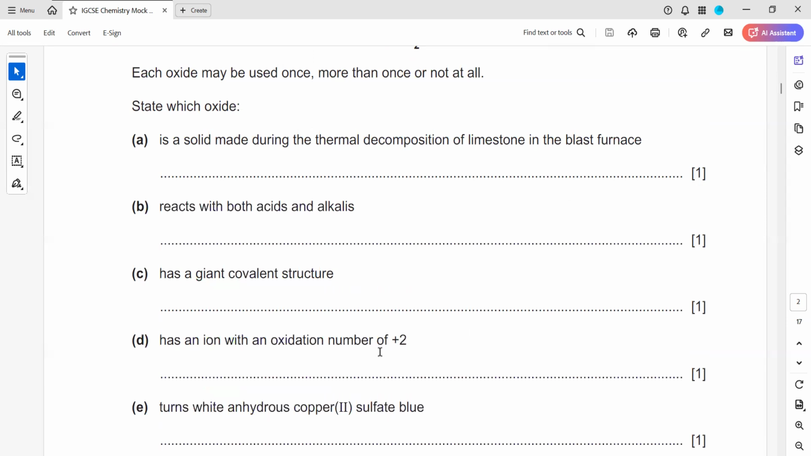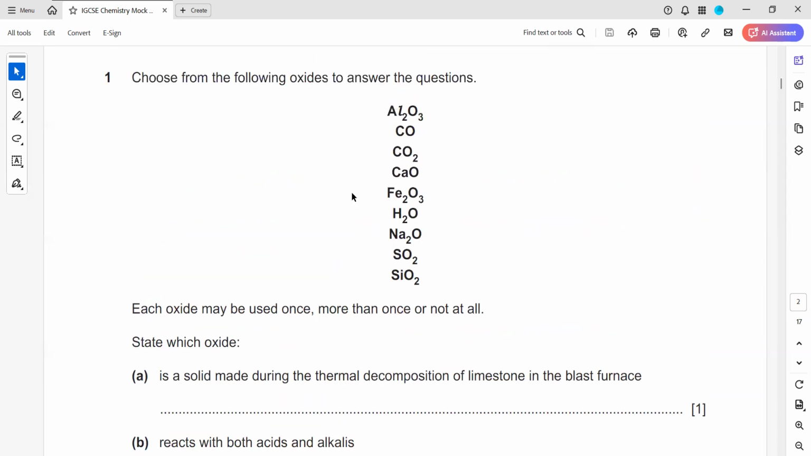So which one has an oxidation number of 2+? 2+ is a group 2 element. This is a group 2 element. That's calcium oxide.